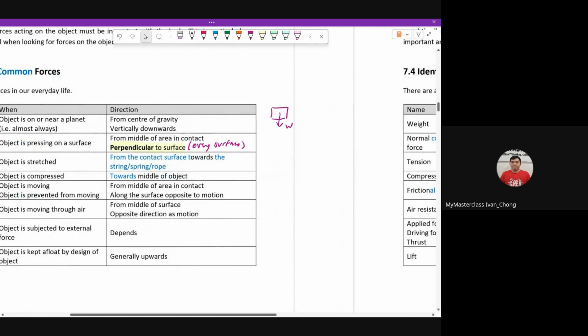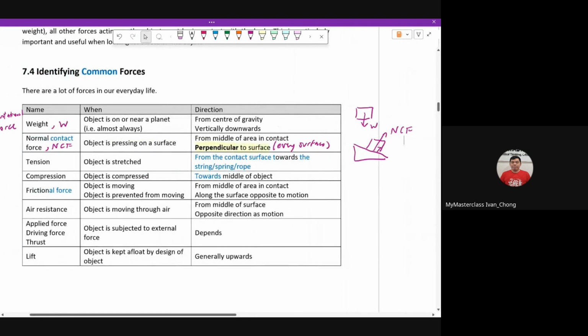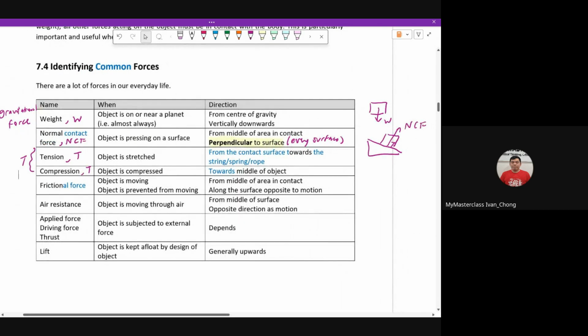Okay, so if you are sitting on a slope, for example, your normal contact force will be 90 degrees over here, normal contact force. Okay, for tension, we usually call it T. Compression, we also use T. They're actually kind of the same thing. Okay, so when you have any kind of string, spring, or rope, basically it's always towards the string or rope.